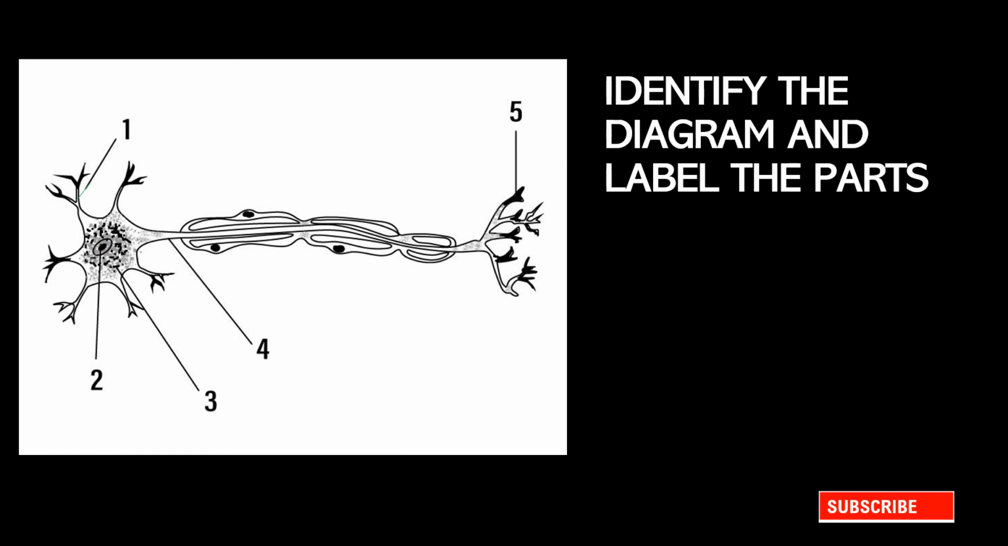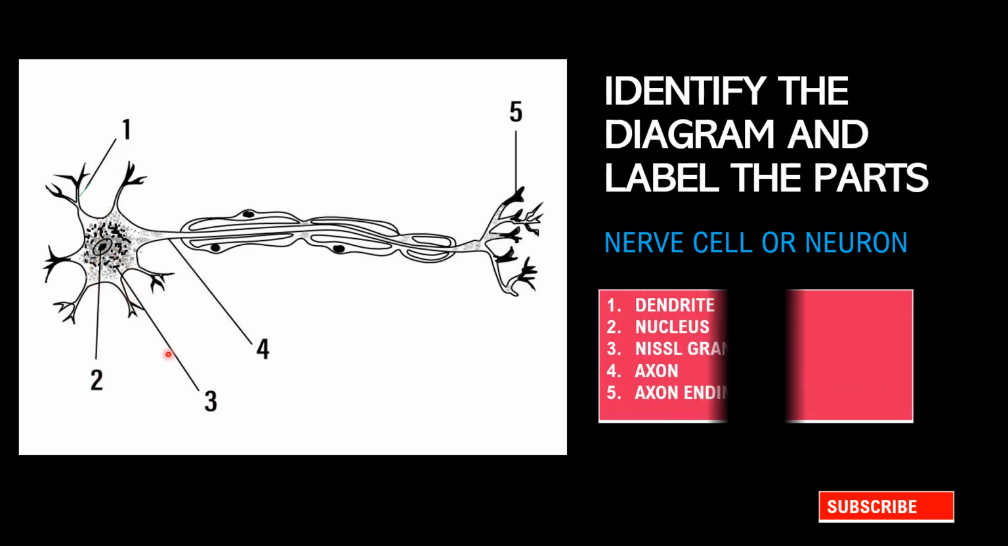Identify the diagram and label the parts. This is neuron or nerve cell. We can go through the labelings. First one, dendrites. Second, nucleus. Third, nuclear granules. Fourth, axon. Fifth, axon endings.